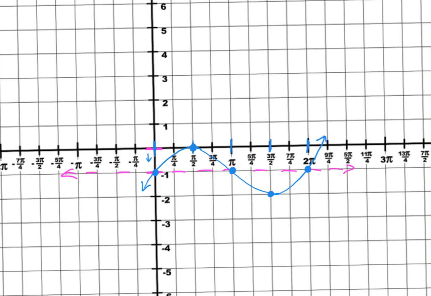Use your period and your phase shift to find the starting and end point. Use your amplitude and your midline to find the maximum and minimum points that you're going to get to on that graph. All right, so let's try one.